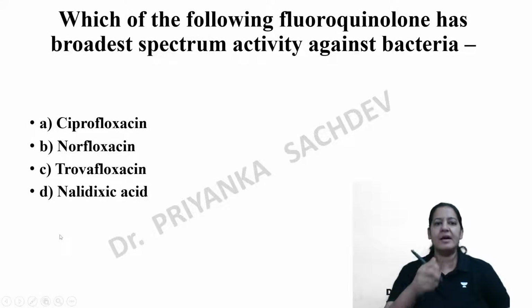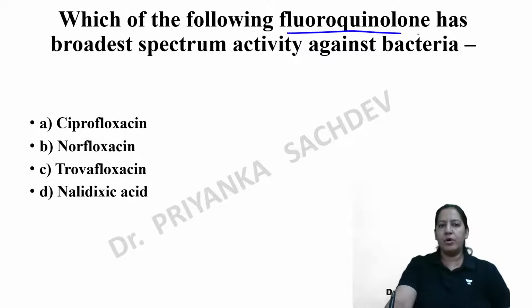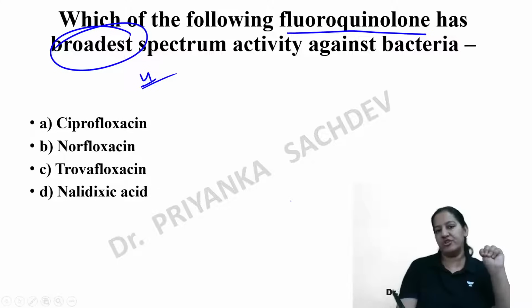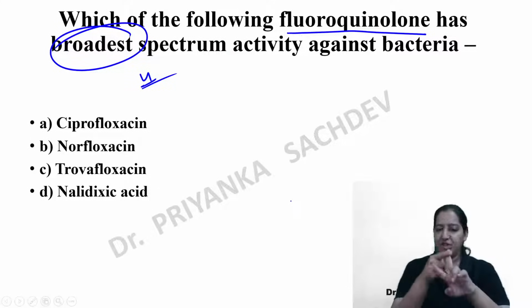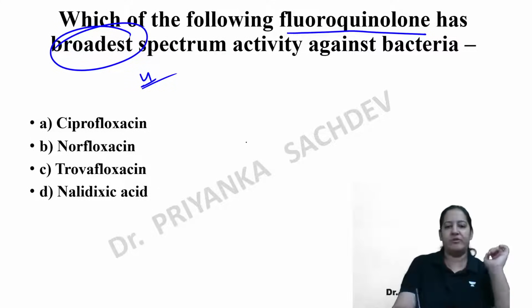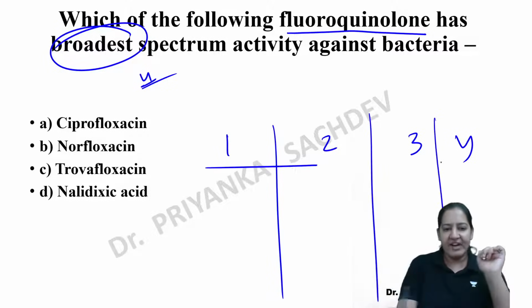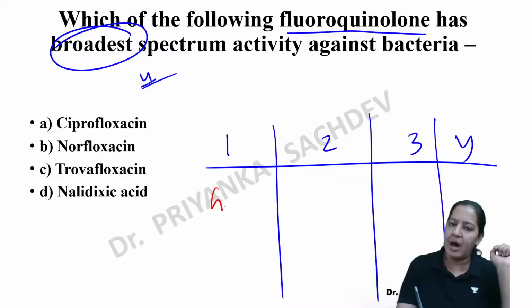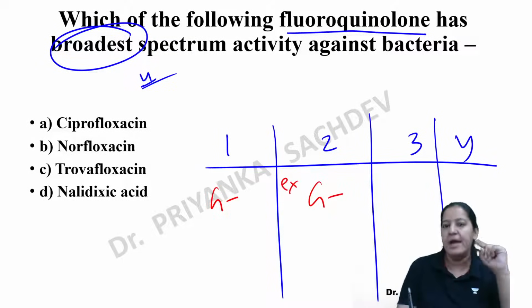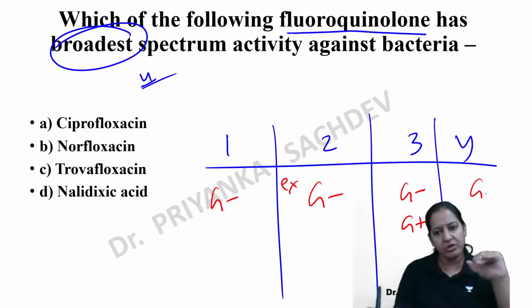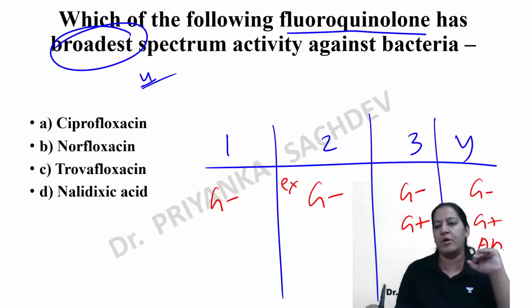So this is the next question in front of you. Can you read the question and tell me the answer? Which of the following fluoroquinolones has the broadest spectrum? I want to ask, which is the fourth generation one? I have told you there are four generations. First generation acts only against gram negative, and that is limited. Second is also gram negative but expanded. Third, along with gram negative, also acts on gram positive. Fourth acts on gram negative, gram positive, and anaerobes also.